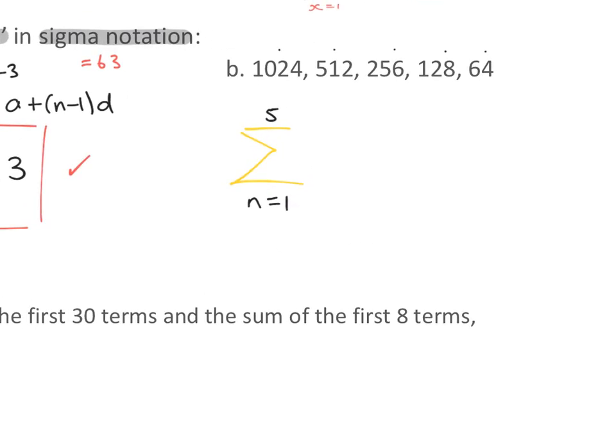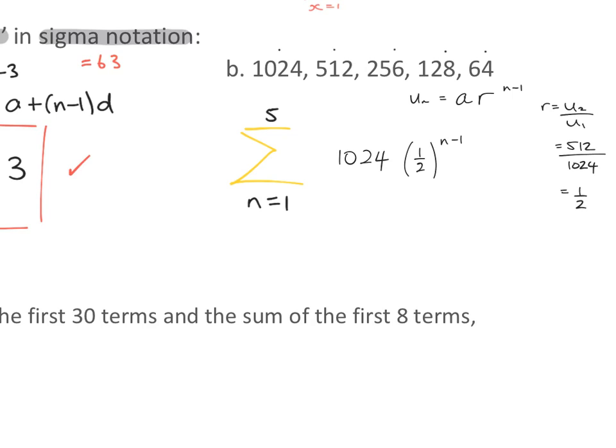B is a geometric, so the nth term for a geometric is a r to the n minus 1. So a is 1024. R we can find by doing u2 divided by u1. So that is a half. So a r to the n minus 1.